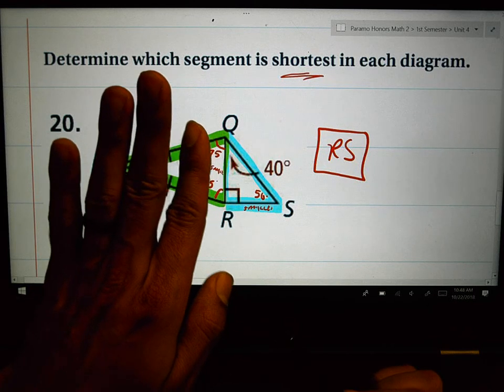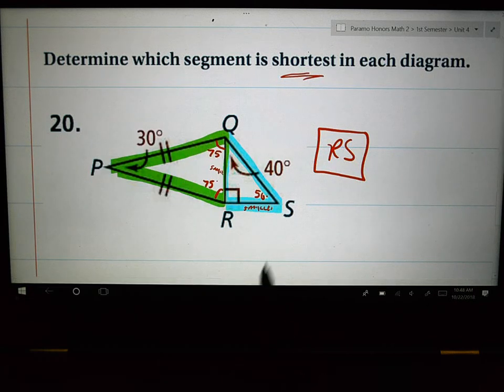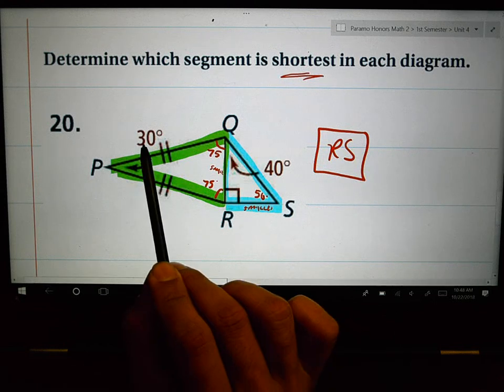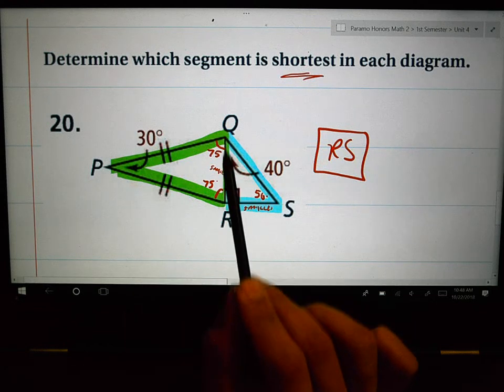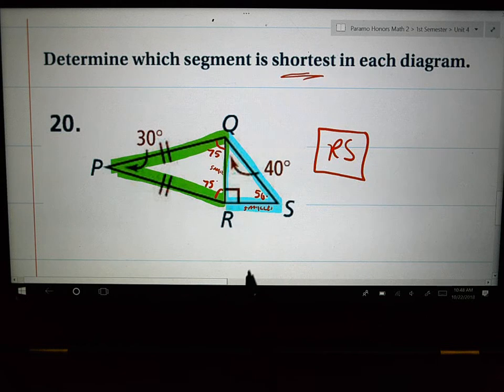Here's my warning to you. Do not assume that the smallest angle is going to be across from the smallest side when there are two triangles or more. You're going to have to do some logical deductions to figure out what the answer is. With that being said, I'm going to stop your notes right there.